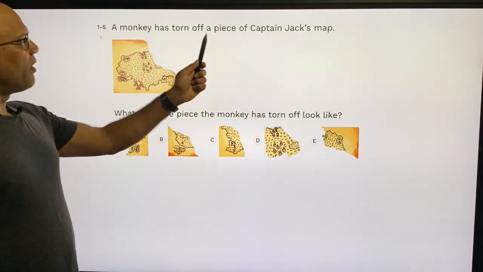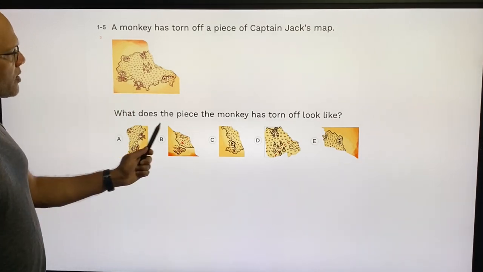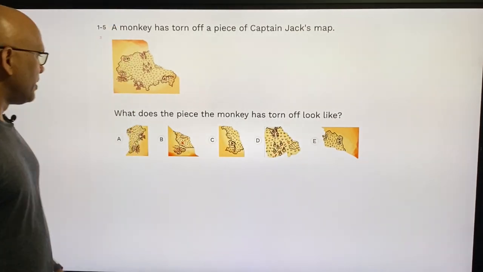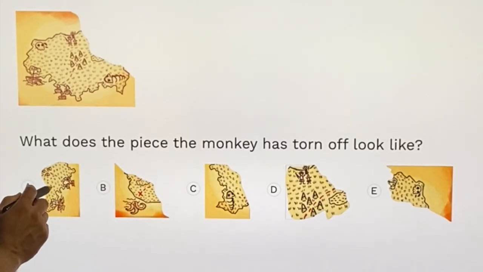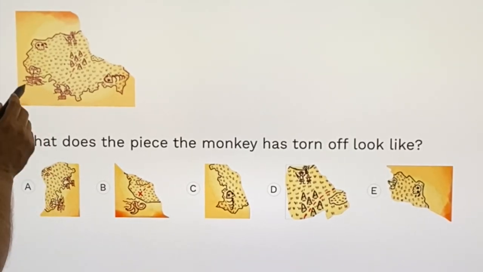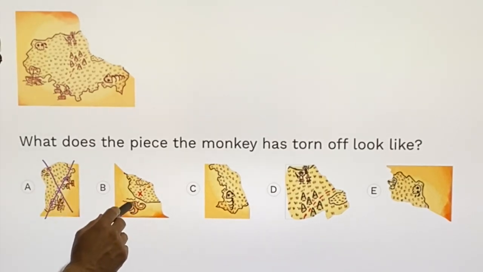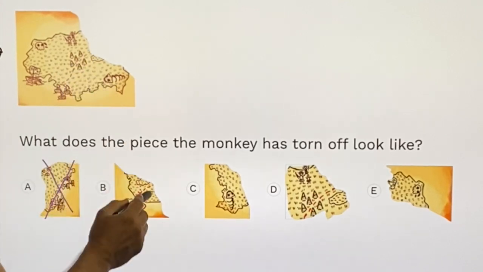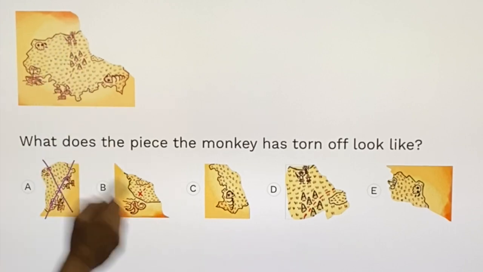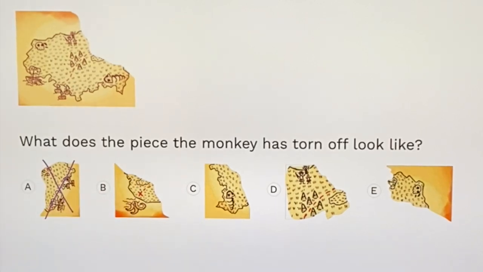A monkey has torn off a piece of Captain Jack's map. This is a map and a part is missing here. What does the piece the monkey has torn off look like? All right, so let's check each part at a time. If we focus on this one, I can see that this looks like from this place. So this cannot be the correct choice. Let me take a look at this one. There is the red line that is continuing. There is a little bit of orange there that is matching. And the shape here looks like a continuation of this shape.